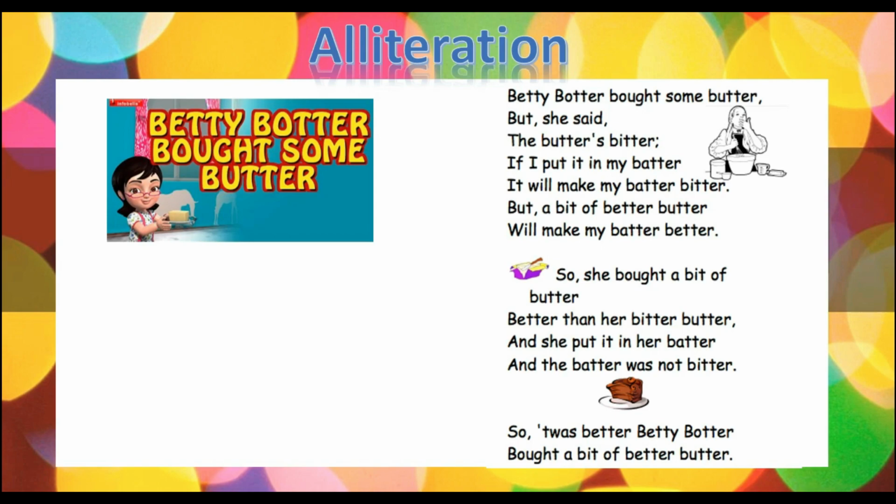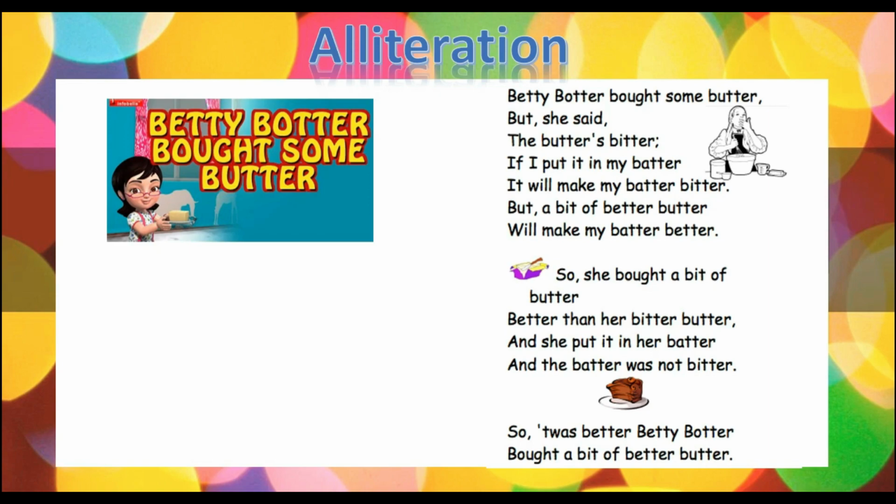Let's go through the second stanza. So she bought a bit of butter, better than her bitter butter, and she put it in her batter, and the batter was not bitter. So let me read the second stanza again for you. So she bought a bit of butter, better than her bitter butter, and she put it in her batter, and the batter was not bitter.